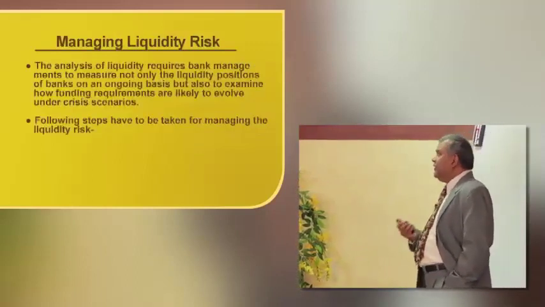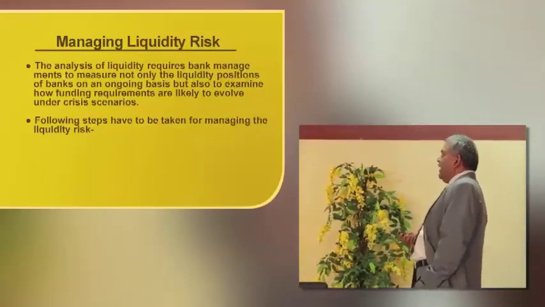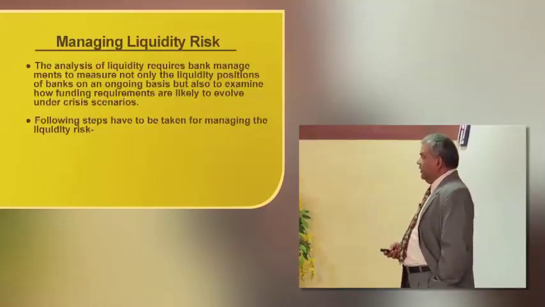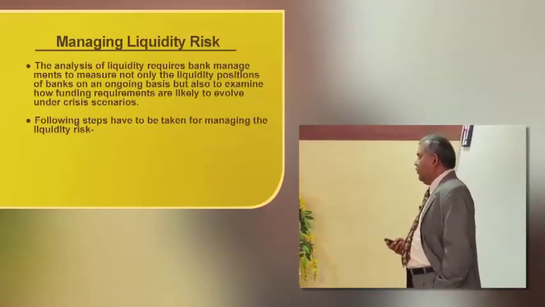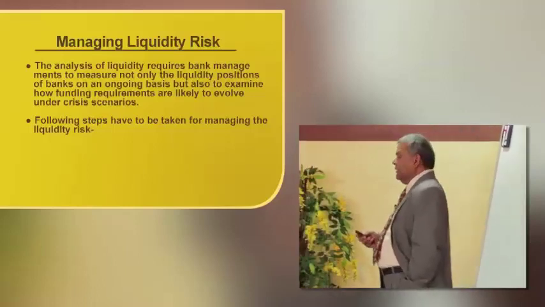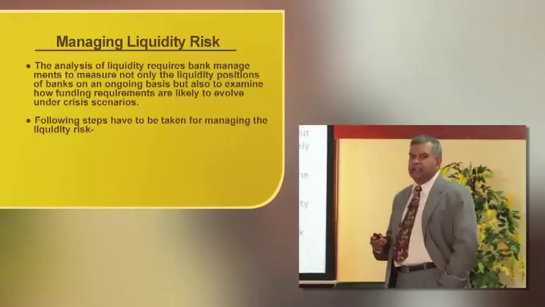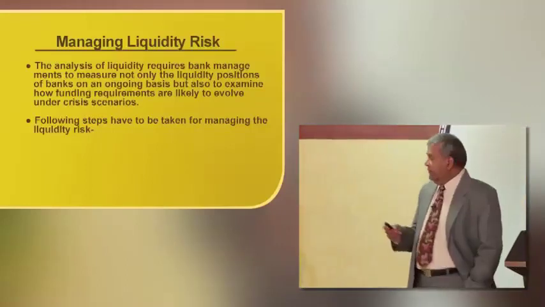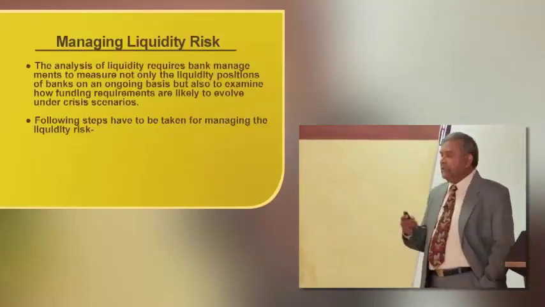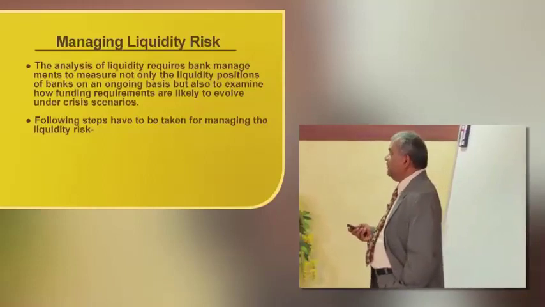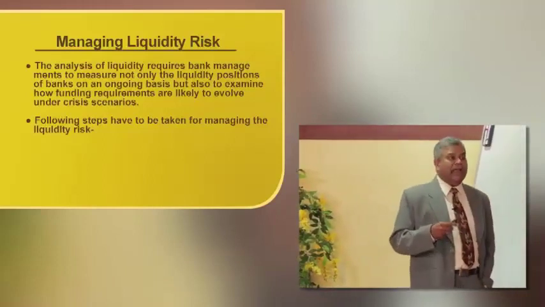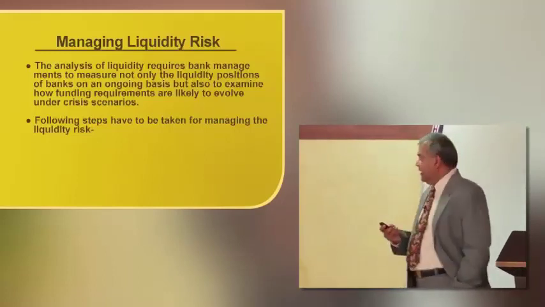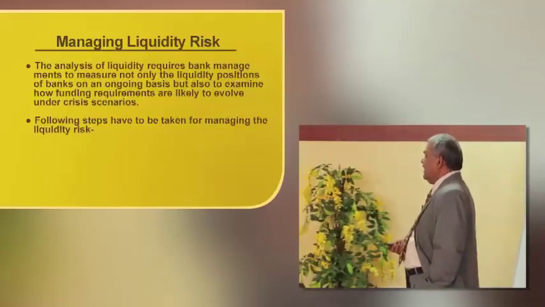Now let us see how to manage the liquidity risk. The analysis of liquidity risk requires bank management to measure not only the liquidity position of banks on an ongoing basis, but also to examine how the funding requirements are likely to evolve under a crisis scenario. Under a normal scenario, the cash outflow is less, whereas under a crisis, the cash outflow will be more. So when a crisis arises, how is the bank going to meet the liquidity risk? Because liquidity risk management includes how the bank is going to meet it under normal conditions, complex conditions and the most complex conditions, which are all called crisis scenarios.